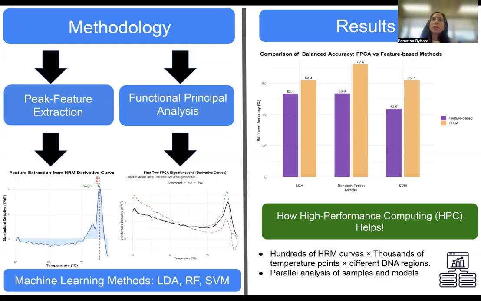So we need HPC here to run all these samples at the same time, training all these models. And this reduces the time that we spend analyzing, and it gives us a faster and reliable result. I hope this talk helps you to know how we can catch criminals from the crime scene. Thank you.